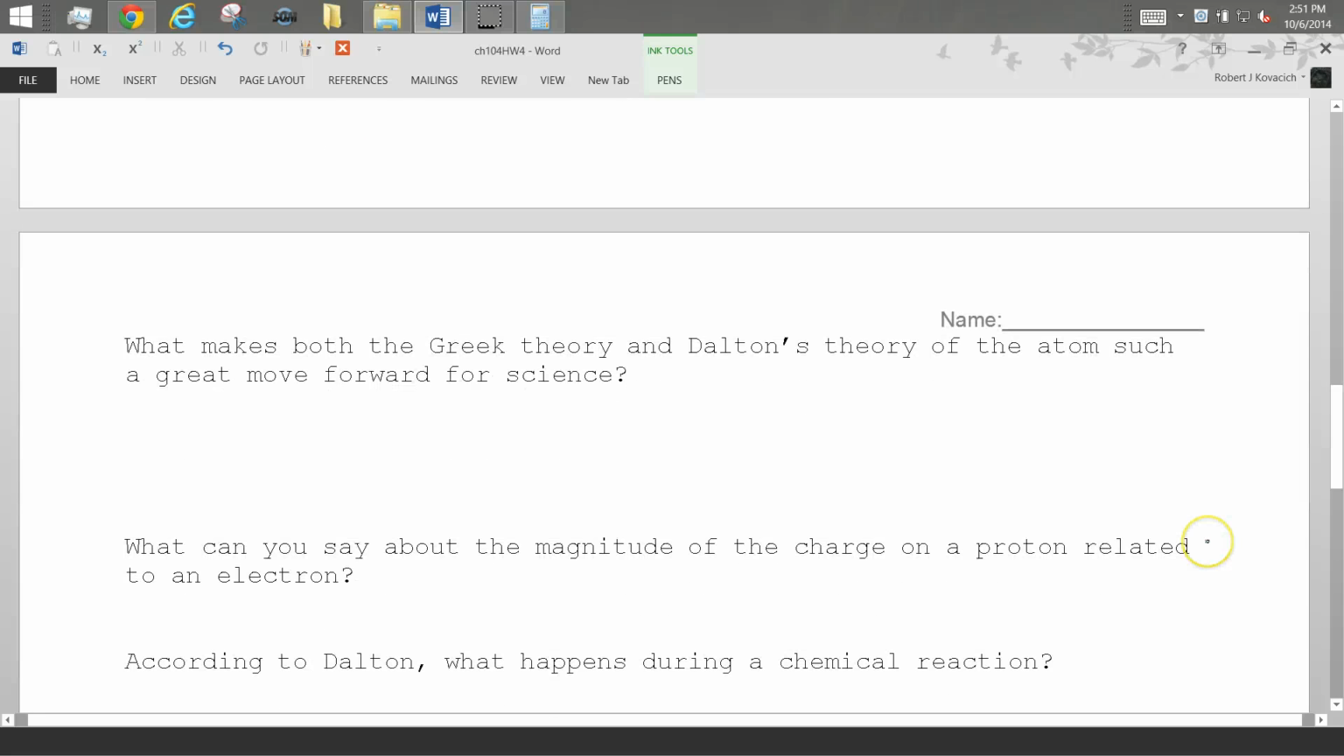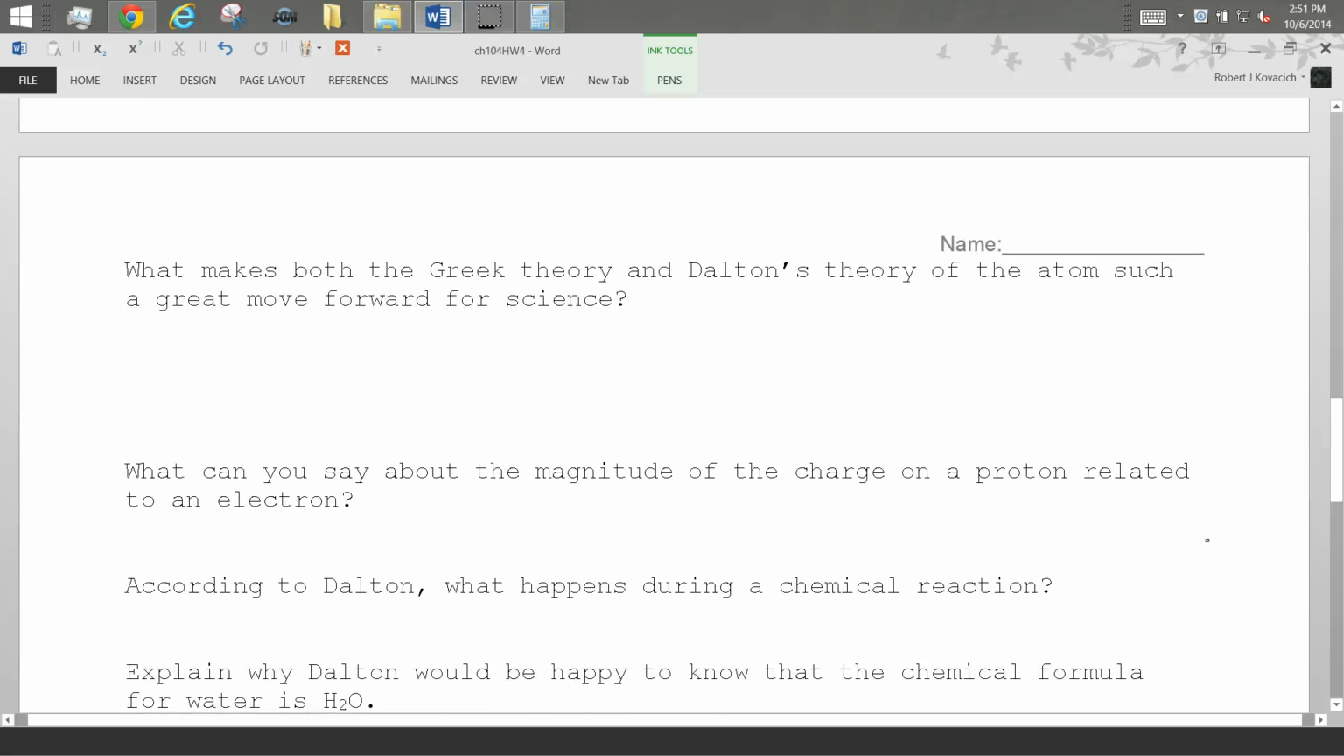Okay, so how about this next one? What do you guys have for these two theories? That everything is made up of mostly nothing. True, but I don't think that's a huge jump forward for science. That there's more than just 4 elements.